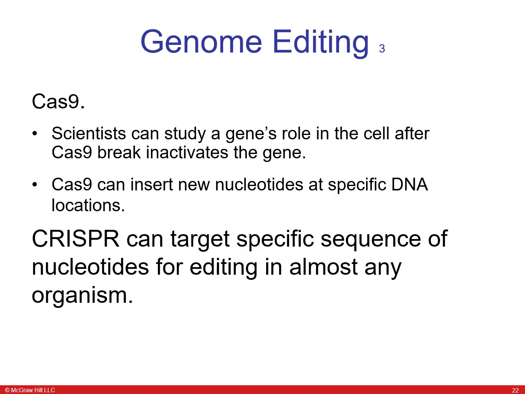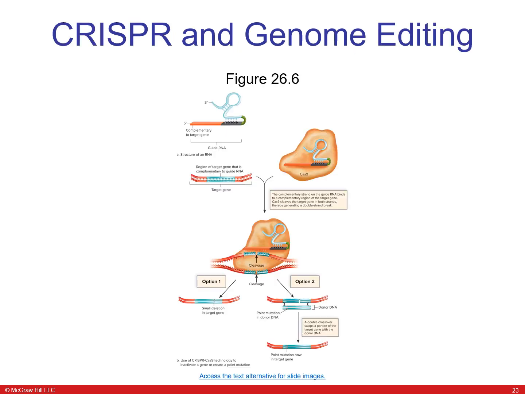Using Cas9, scientists can study a gene's role in the cell after Cas9 breaks and inactivates the gene, and it can also insert new nucleotides at specific DNA locations. So CRISPR can target specific sequences of nucleotides for editing in almost any organism. You don't need to know the details of this, but this is just a diagram of how CRISPR and the RNA guide molecule work together.